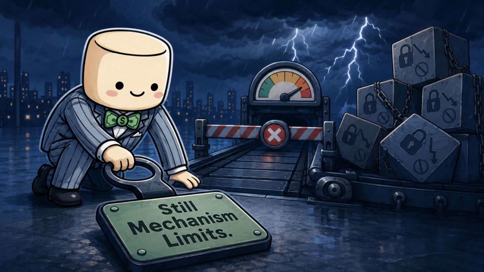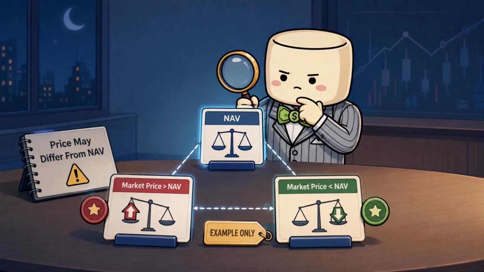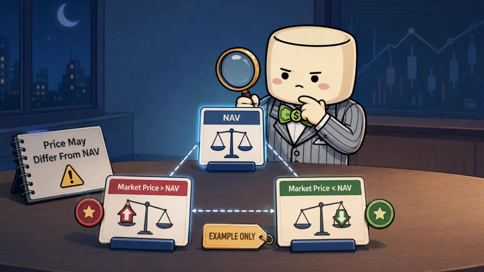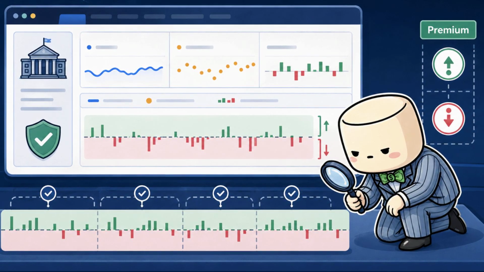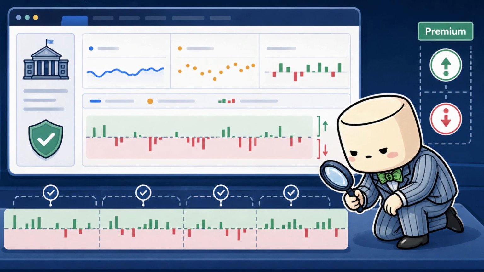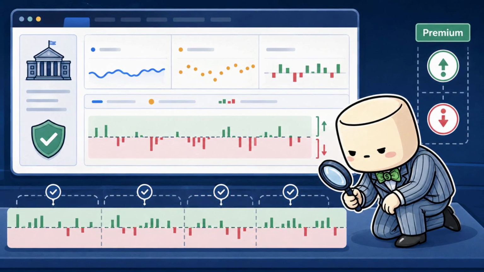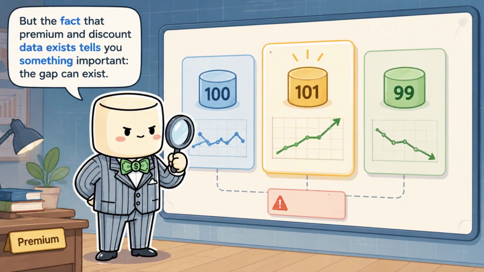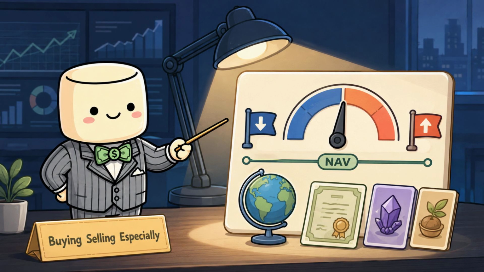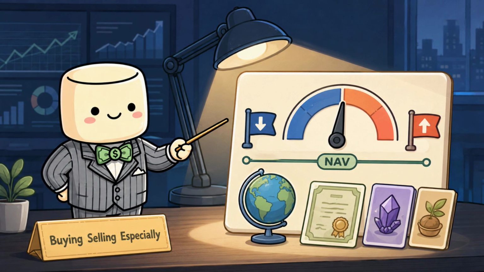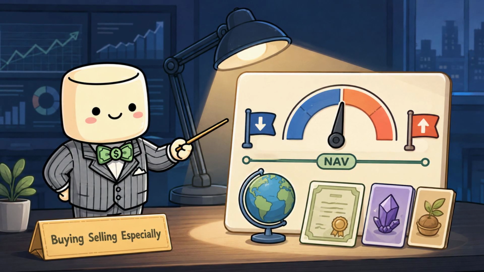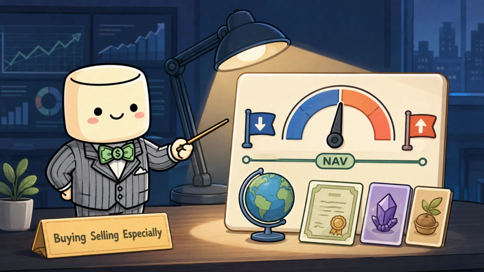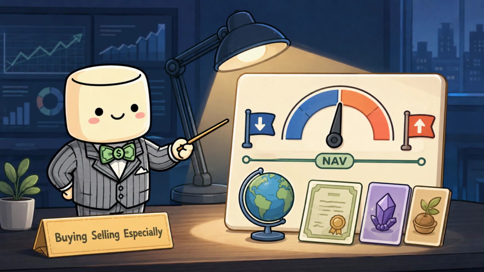And this is where the lesson becomes practical for regular investors. First, do not assume the ETF market price is always exactly the same as NAV. Most ETF sponsors provide premium and discount information. For many plain vanilla ETFs, the gap may often be small. But the fact that premium and discount data exists tells you something important. The gap can exist. So if you are buying or selling an ETF, especially one with less common holdings, international exposure, bonds, or markets that may not be trading at the same time, it is worth knowing that market price and underlying value are related but not identical.